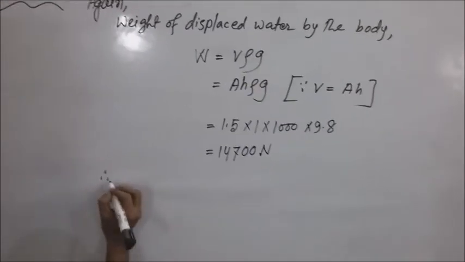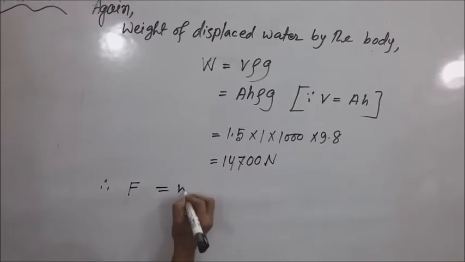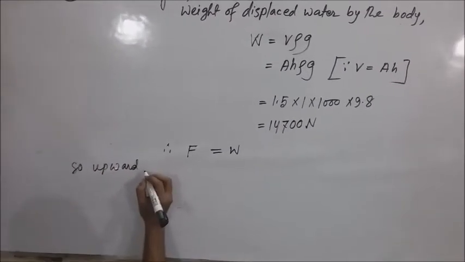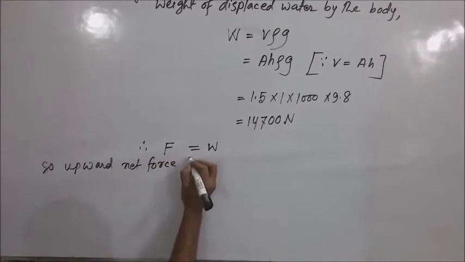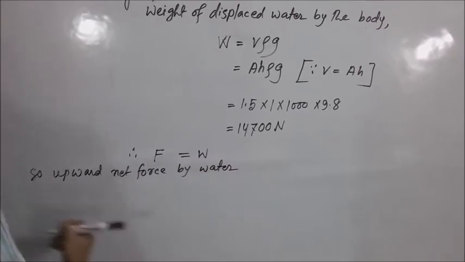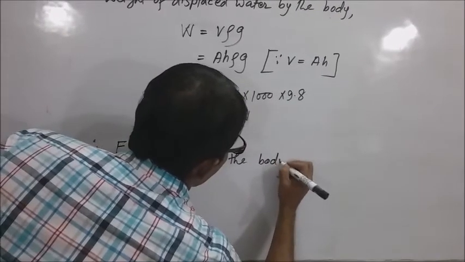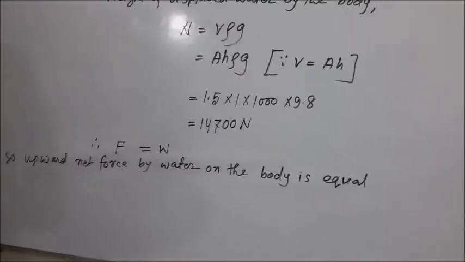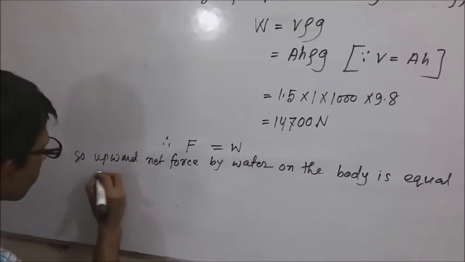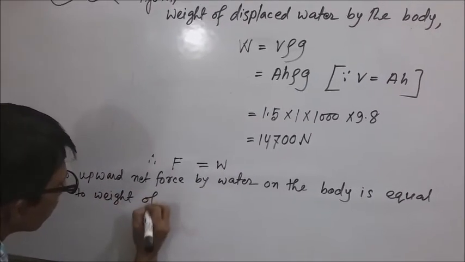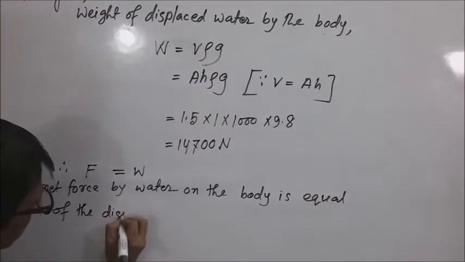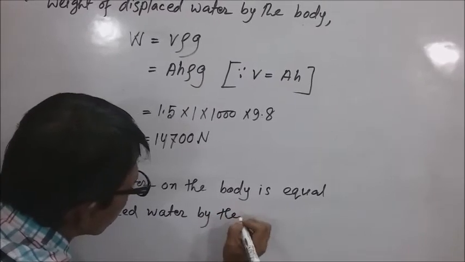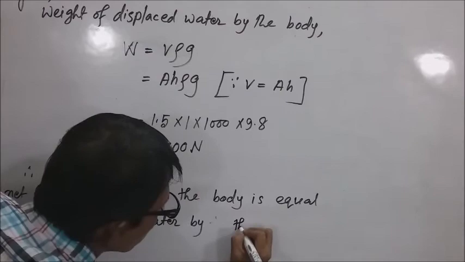So F equal to W. So upward net force by water on the body is equal to weight of the displaced water by the body.